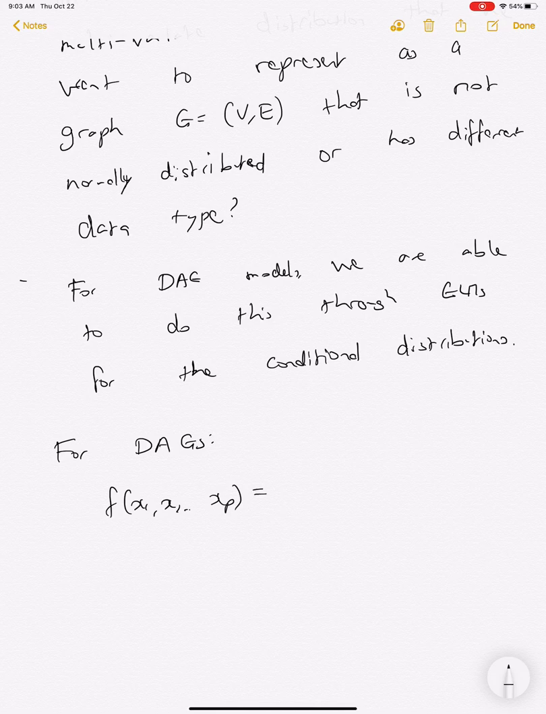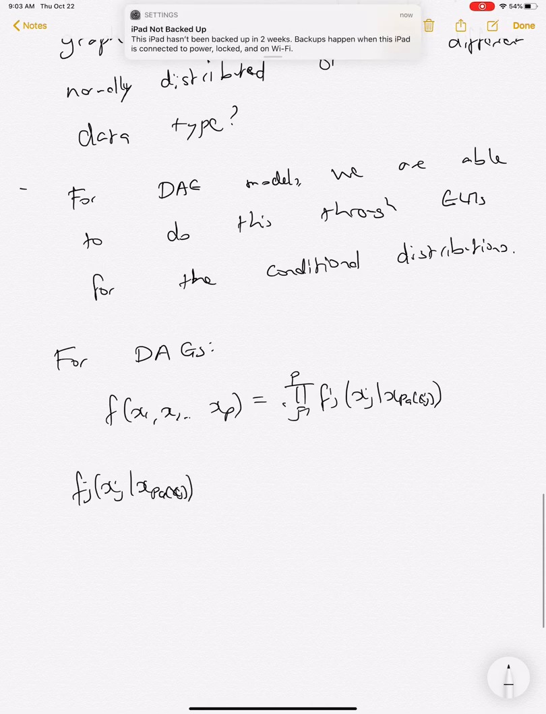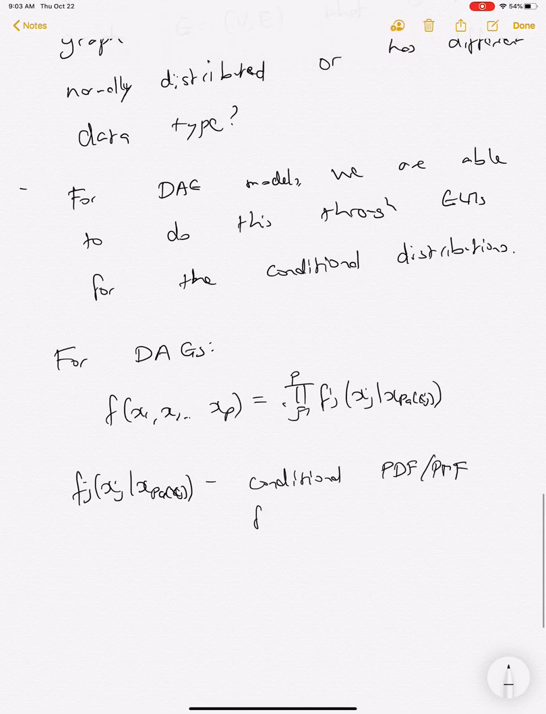For DAGs, we know that we have this factorization. And here fj is the conditional PDF or PMF for xj given its parents. This should also reinforce that what we're talking about here is DAGs, because parents is a concept that's only relevant for DAGs, because the relationships are directional there.